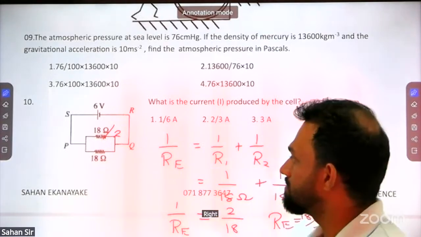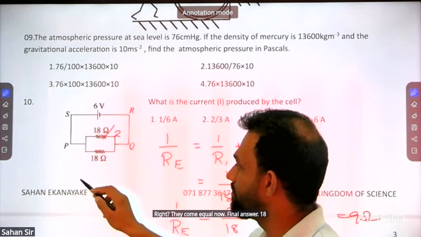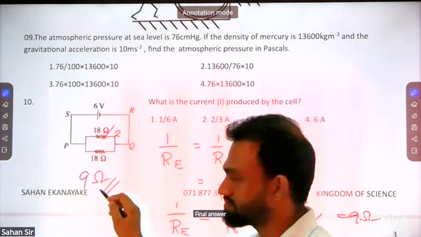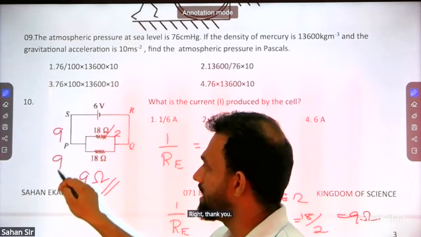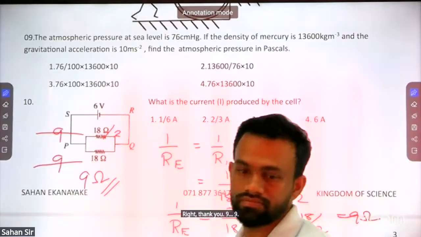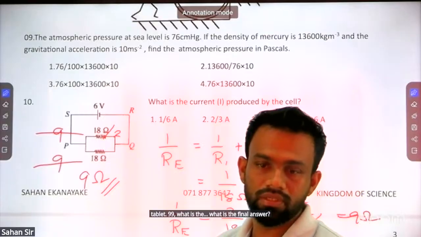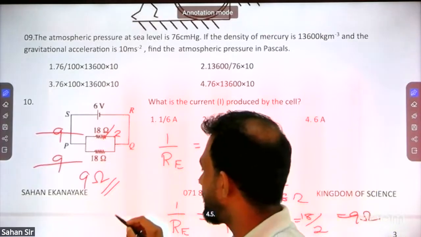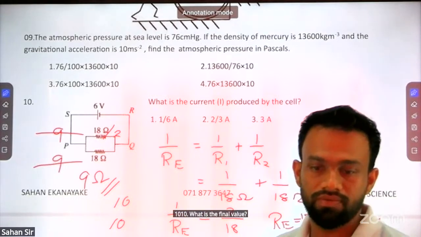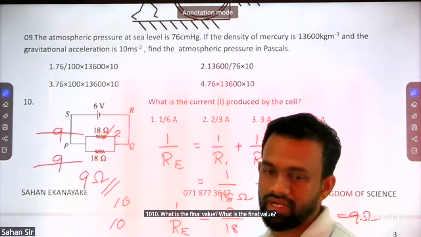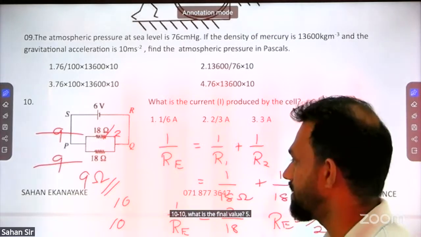Right? They come equal now. Final answer, again half. 18 divided by 2 means final answer 9. Okay? Right, then here 9 parallel 9. What is the final answer? 4.5. Right. 10 and 10, what is the final value? 5. Right, 5. It's very easy.